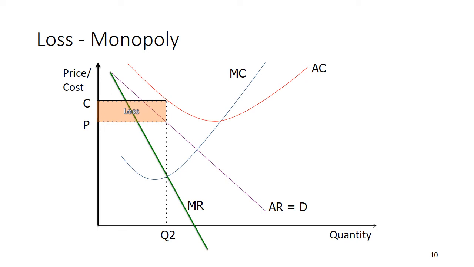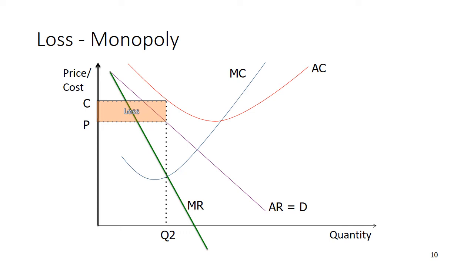You can find the equilibrium point where MC equals MR here. Through that, you can draw this line straight to the AC to find the cost. So you can see the cost is higher than the price they charge. They are charging this much price, so their revenue will be this much, but their cost is higher.